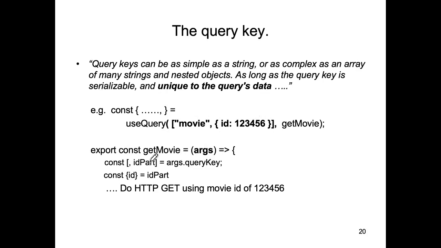And all I'm doing is destructuring it. I'm essentially saying I'm not interested in the first part, I'm only interested in the second part. So the ID part corresponds to this object here. And I'm doing some further destructuring here, because really what I want to get at is this value here. And then I make my HTTP request to Tmdb with that particular movie ID. Of course, we know this function is only going to be executed if React Query has discovered it doesn't have this actual entry in the cache.